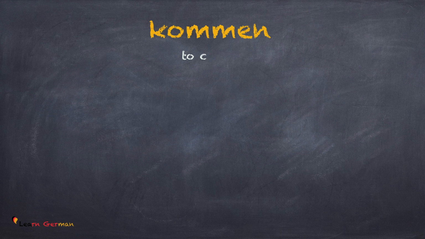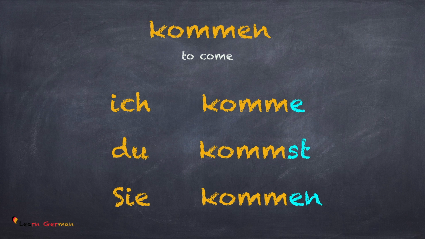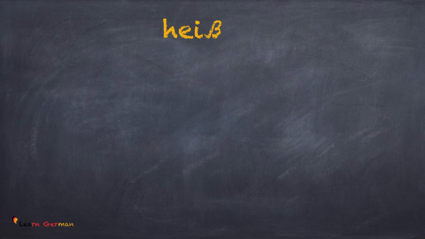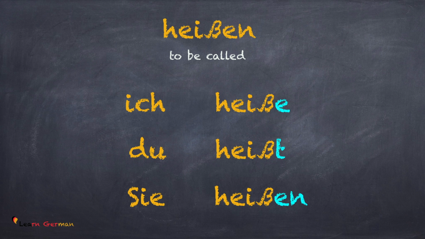Let's take another verb. Kommen. This is the infinitive form of the verb. Let's conjugate it. Ich komme, du kommst, sie kommen. Let's come to another verb that we have already learned. Heißen. This is again the infinitive form. And the conjugation will be ich heiße, du heißt, sie heißen.